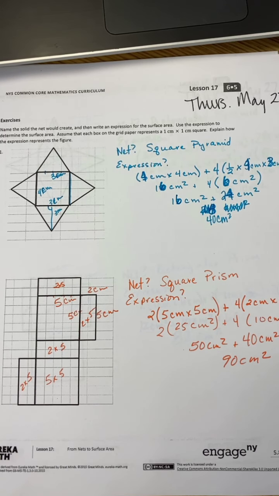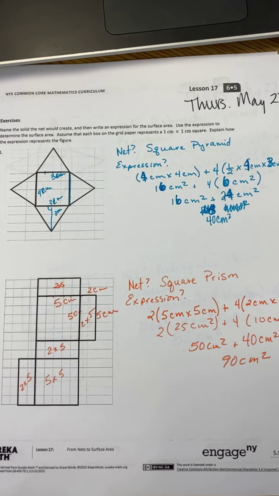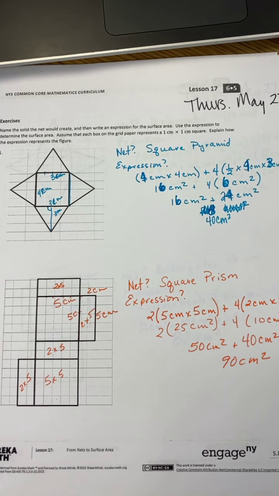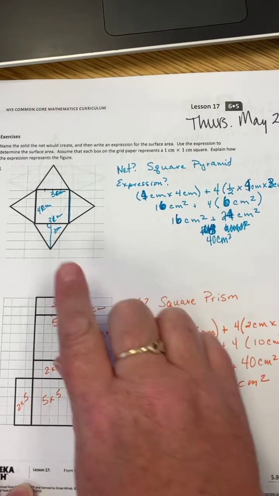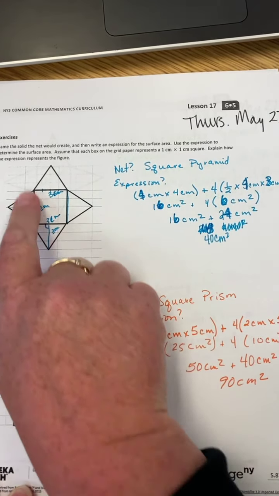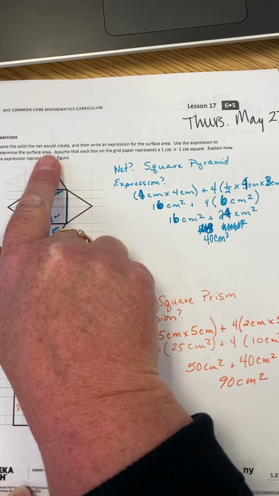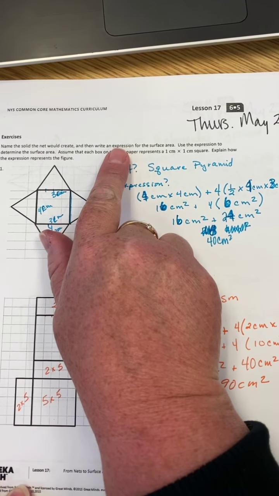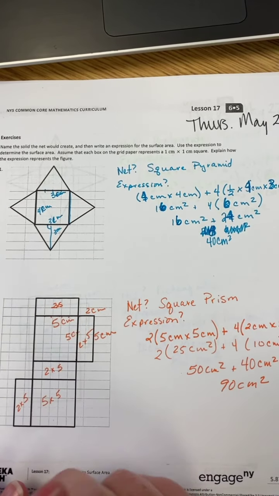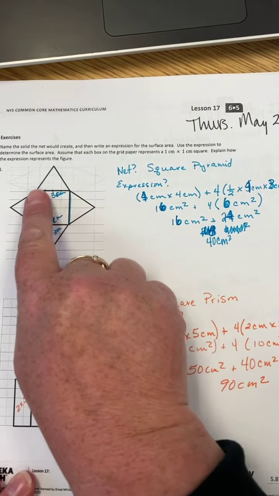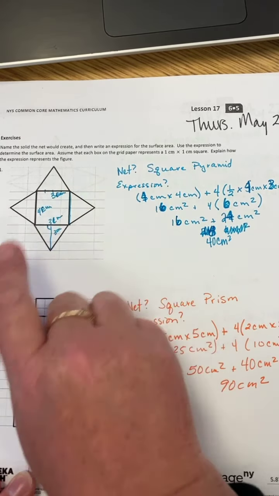Okay, mathematicians, we're going to check the exercises from lesson 17 and also the problem set. So for exercises on Thursday, May 27th, you have to explain what the net would create and the expression, and then use the expression to find the total surface area. So the net on this one is a square pyramid.